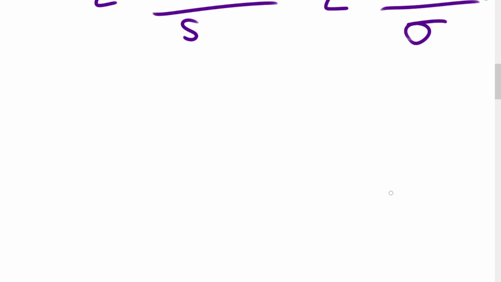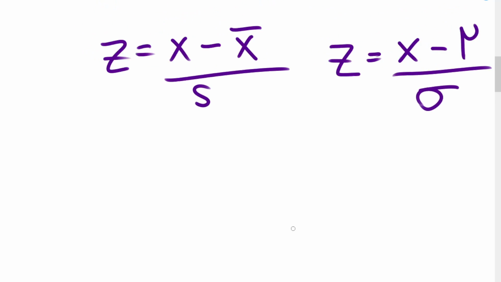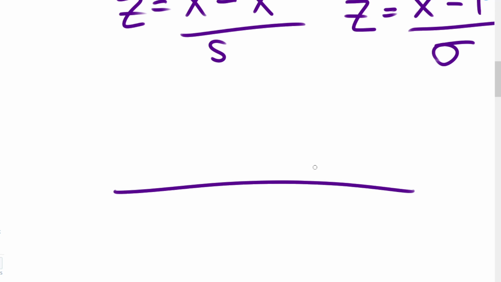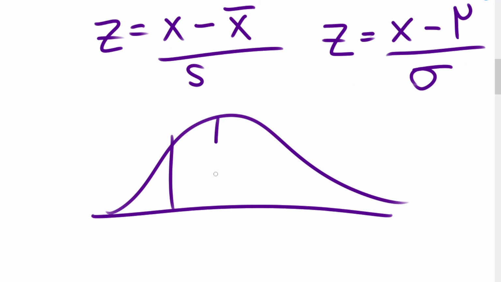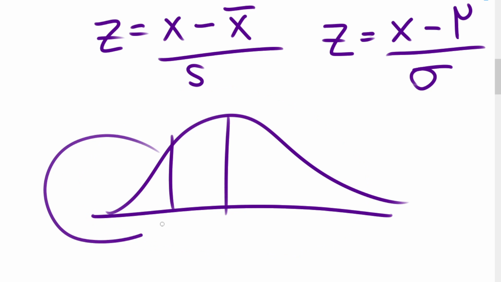And for a more in-depth explanation for why this is the way it is, I'll save that for near the end. You'll have questions where it gives you your curve, it gives you a z-score, and it will ask you what percentage lies in a certain area of that graph.